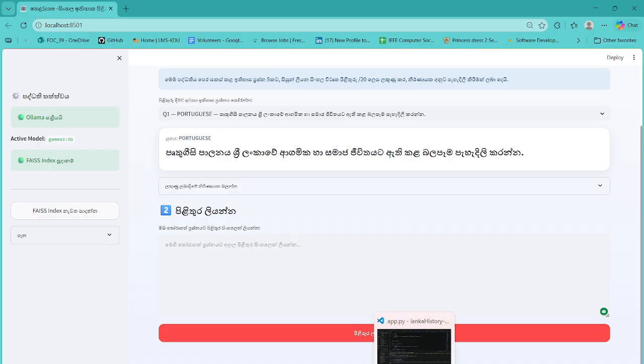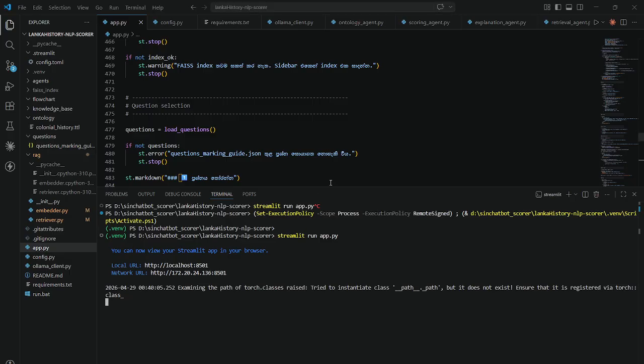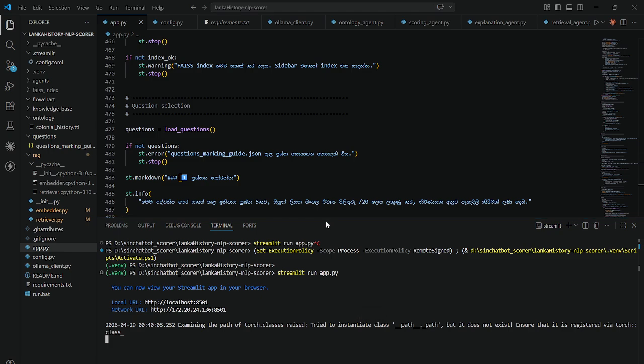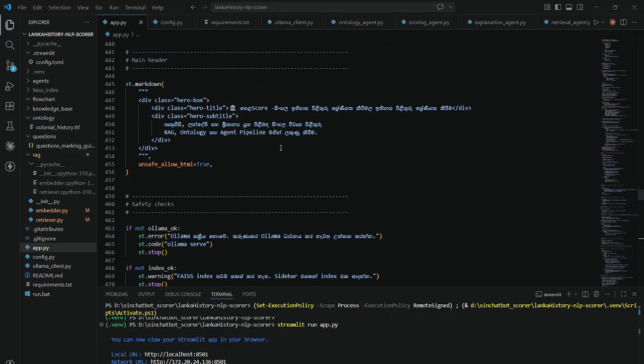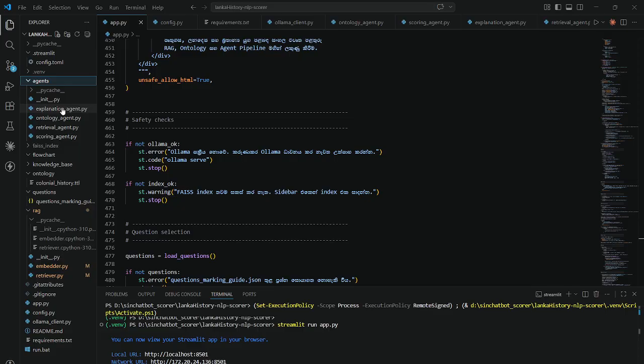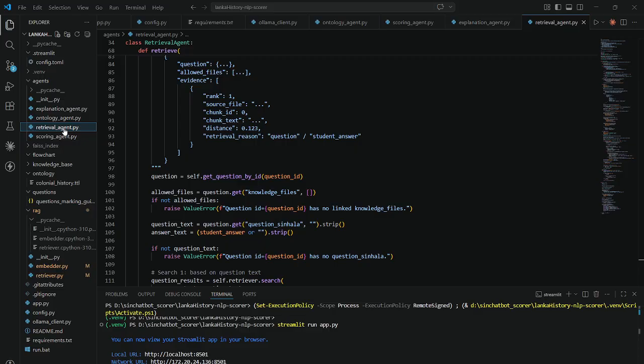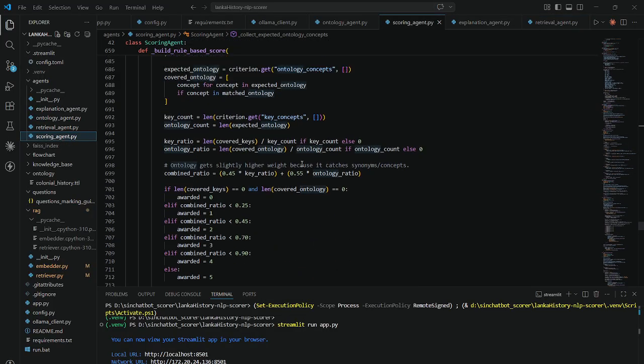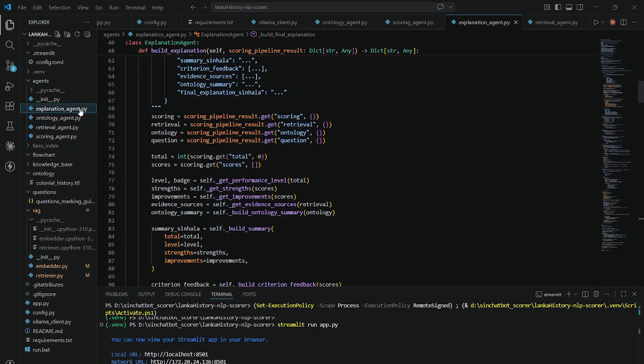Let's move to the project structure and architecture of my system. The project follows a layered architecture. The presentation layer is the Streamlit UI. As you can see, this is the Streamlit UI in app.py. The agent layer contains four agents: the retrieval agent, the scoring agent, the ontology agent, and the explanation agent.